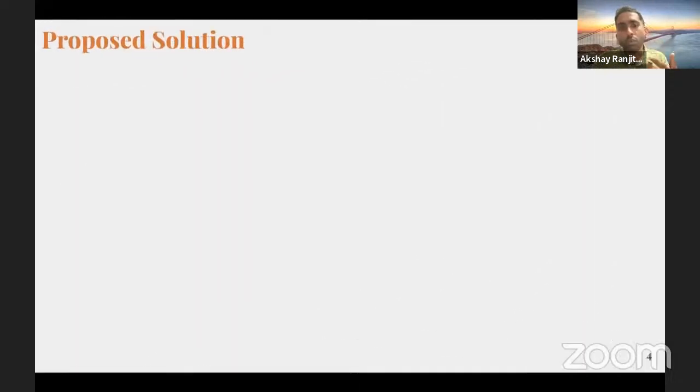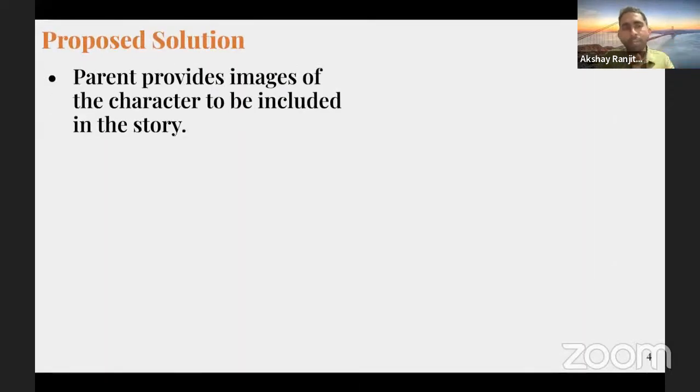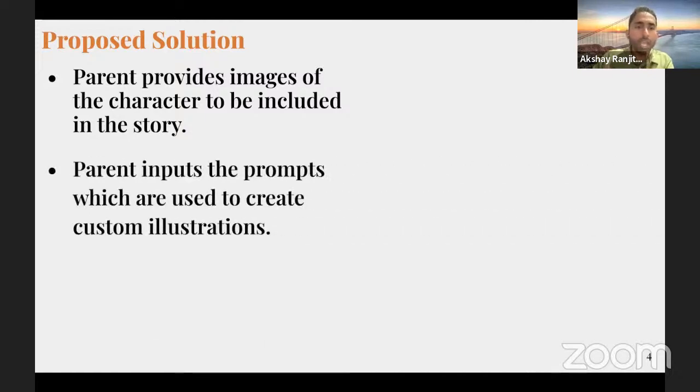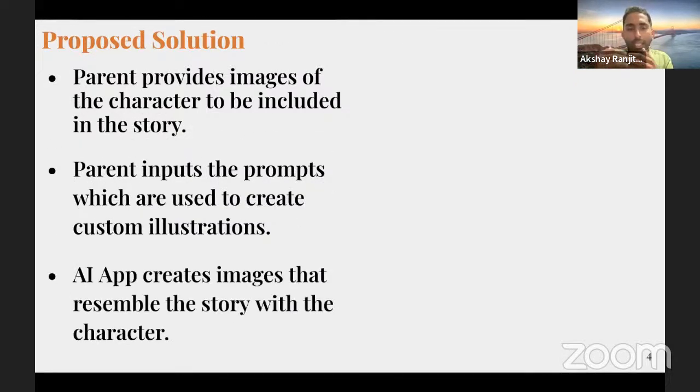And how they are going to do that is, the parent will provide images of the child or the child's closest companions, maybe the pet or even the parent himself. The parent inputs the prompt, which is used to create a custom illustration for the storybook. And the AI app finally creates the entire storybook with all the illustrations and all the storylines.